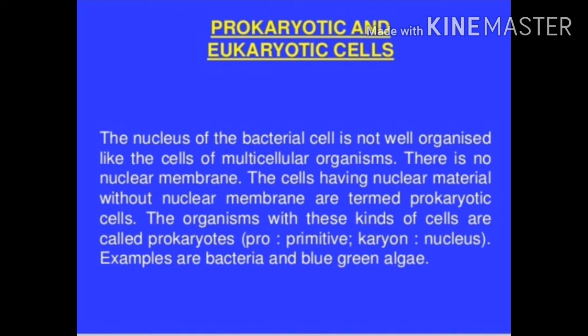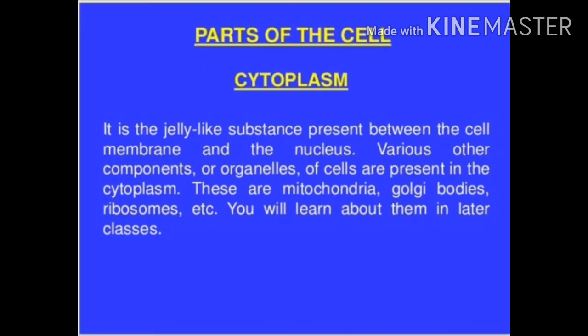Eukaryotic: eu means true and karyon means nucleus. These cells are found in all organisms except bacteria and blue-green algae, and they have a well defined true nucleus.